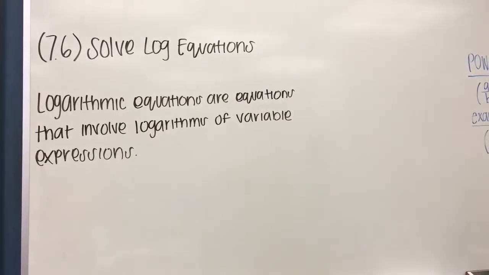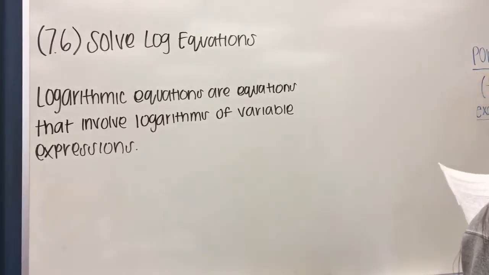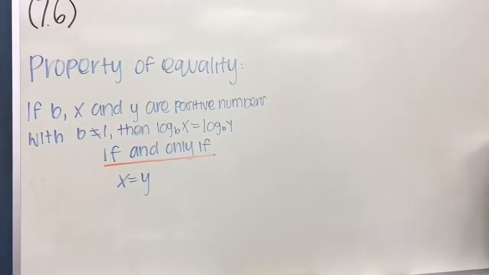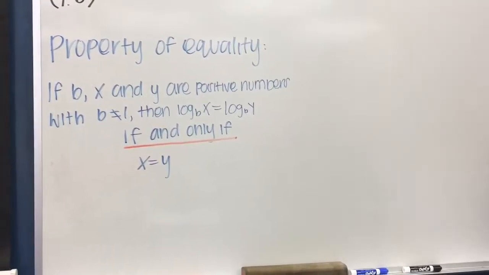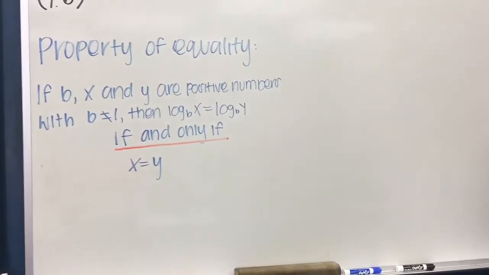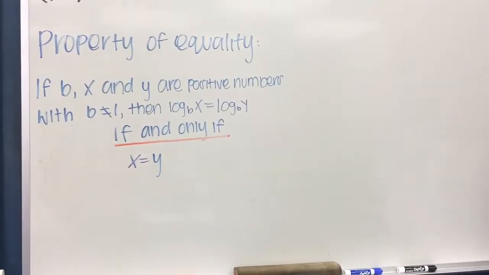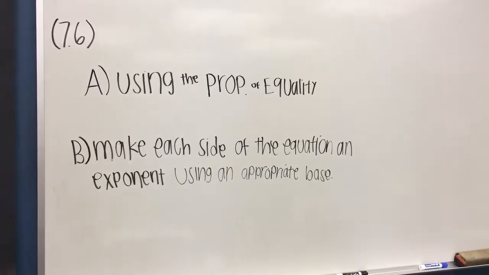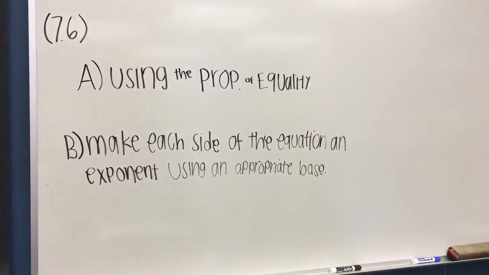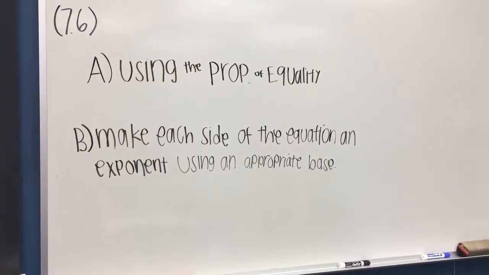7.6. Solve logarithmic equations. Logarithmic equations are equations that involve logarithms of variable expressions. Property of equality: if b, x, and y are positive numbers with b not equal to 1, then log base b of x equals log base b of y if and only if x equals y. You can solve a logarithmic equation two ways: A, using the property of equality, or B, making each side of the equation an exponent using an appropriate base.